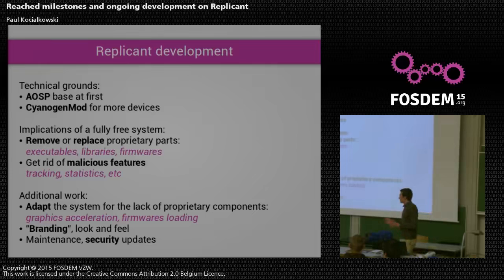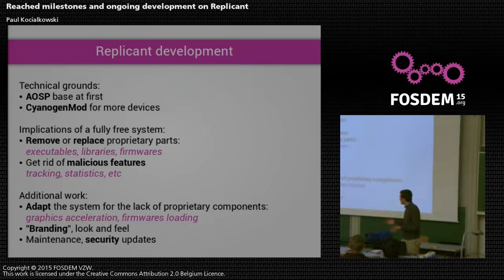So I talked a lot about making a fully free system, but what does it mean technically? Well, the main thing that we have to do is to get rid of the non-free software, obviously. So we either just remove it, in which case the functionality that depends on that piece of software just doesn't work, or we try to replace it.